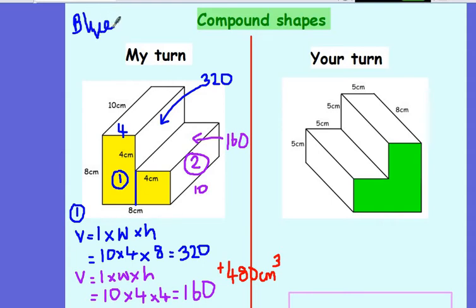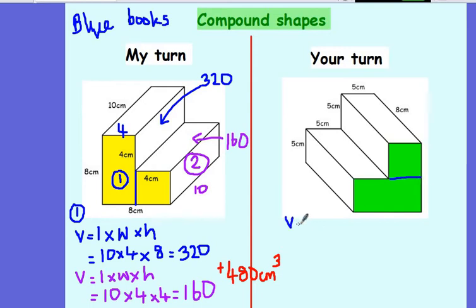And when you're finished, let's go through the answers. So the first thing I'm going to do, I've got a compound shape. The first thing I'm going to do is I'm going to split it into 2 separate cuboids. Let's look at this top cuboid first.